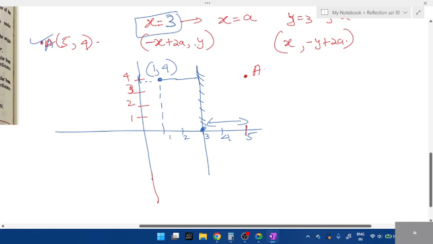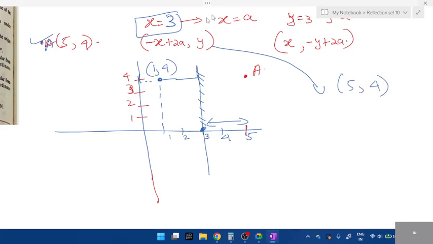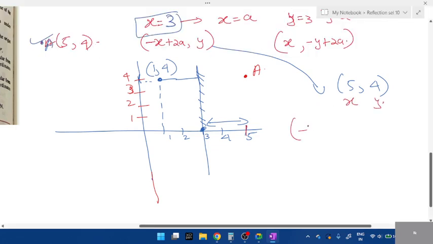Okay. Now, what if you use this formula? Look at this formula. It's very simple, but if you know the formula, you can plot complicated points. Not only easy like this, complicated. Look at this formula. I'll take 5 comma 4. See, keep this as x and this is y. If you use this formula, minus x plus 2a comma y. Minus, what is the x value given? 5 plus 2 into, what is this x?